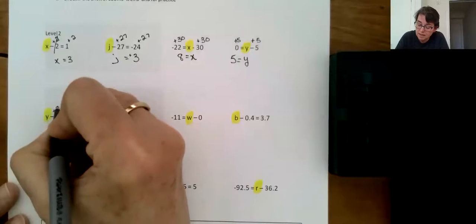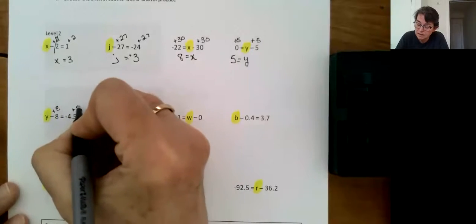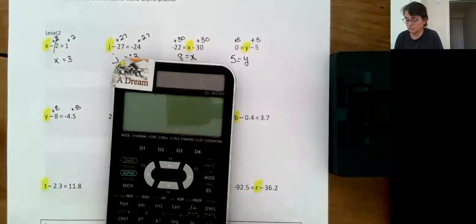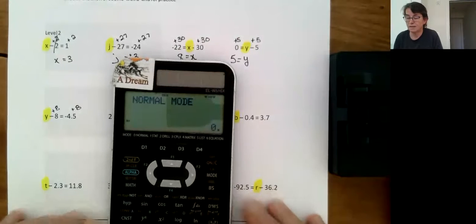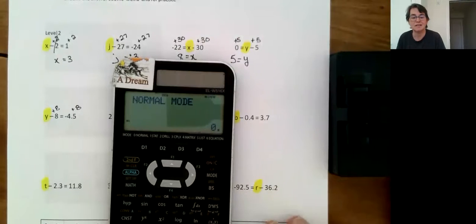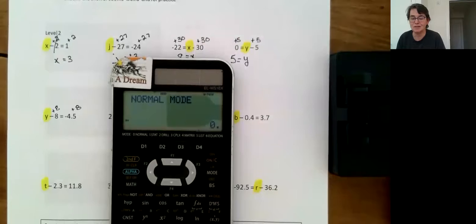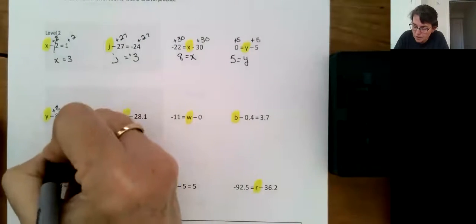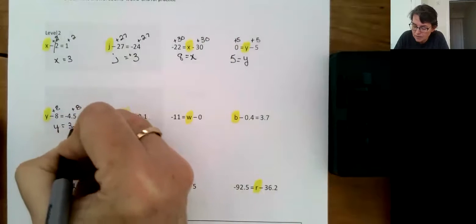I'm gonna go plus 8 and plus 8. I'm feeling lazy. And it's so embarrassing when I make a mistake during a video. So negative 4.5 plus 8, boom, 3.5. So y is equal to 3.5.